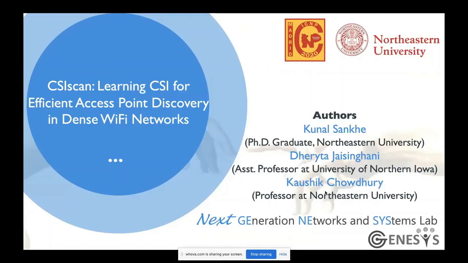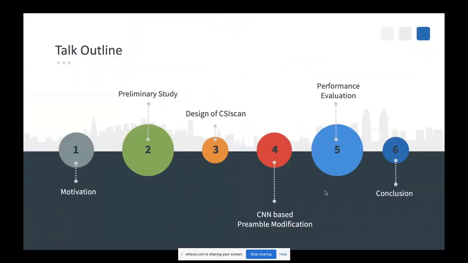Hi, everyone. I'm Kunal Sankhe, and today I'll talk about our work, CSIscan, which is an efficient way of discovering access points in dense Wi-Fi networks. This is joint work with my colleague Dheryta and my advisor, Professor Kaushik Chowdhury. This is the outline of my talk.